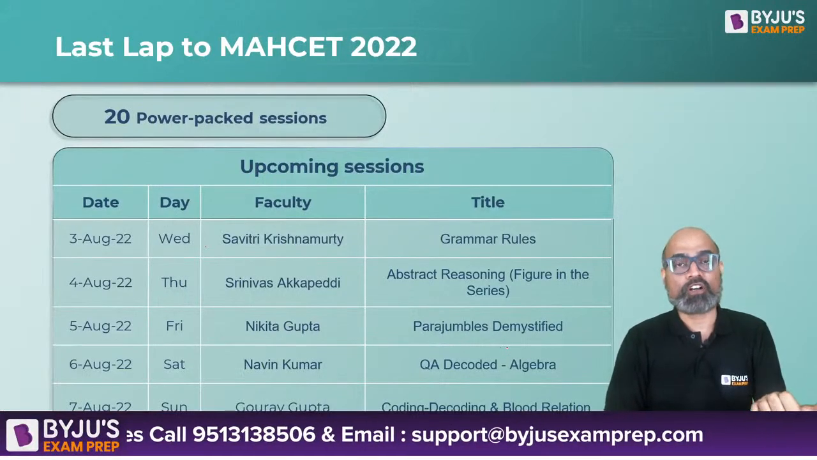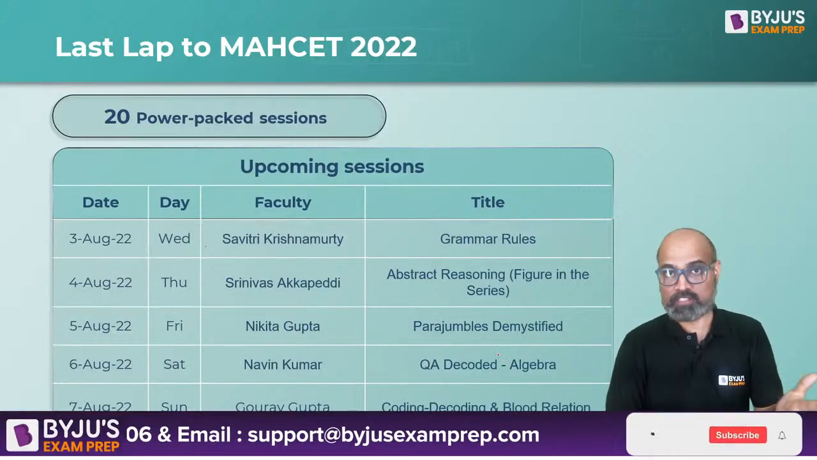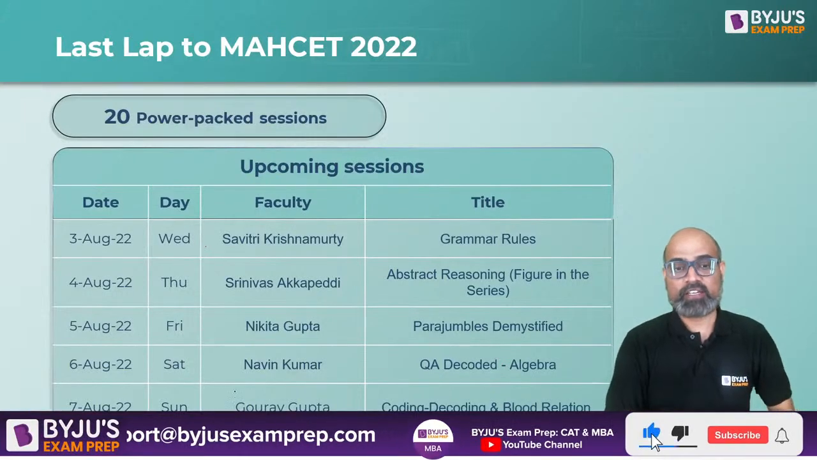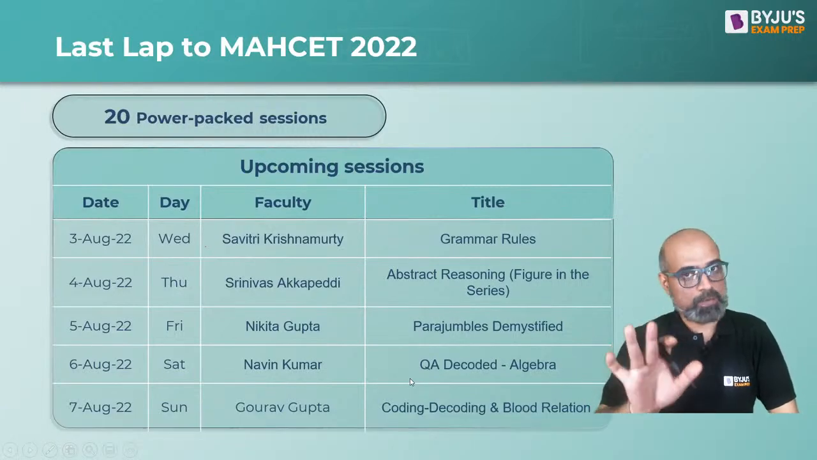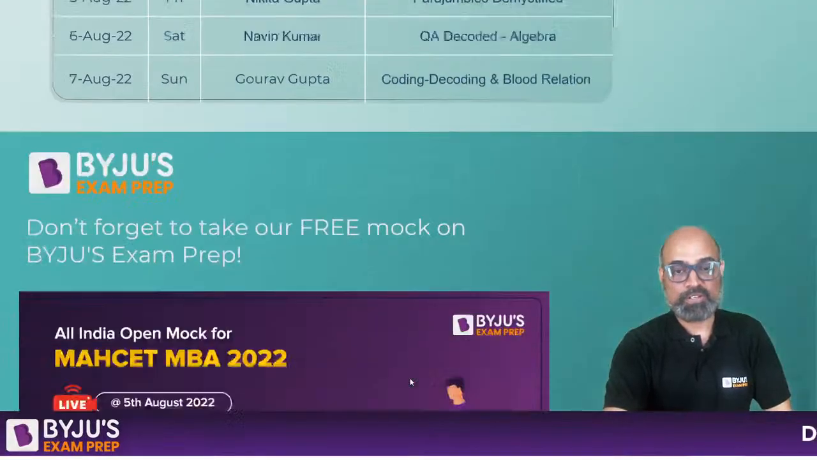6th of August, Saturday, we are going to have algebra. It's very similar to what we did here. 7th, we are going to have encoding, decoding, and blood relations, which is a part of reasoning again.